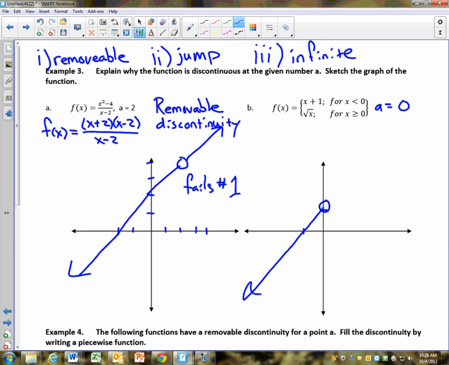Square root of x, what does that look like? And open or closed circle at the endpoint? Now, which of the 3 is it? Is it removable, jump, or infinite? This is a jump, meaning you have to pick up your pencil to draw it. It doesn't go towards infinity. There's just a little jump that happens. So we call this a jump discontinuity.